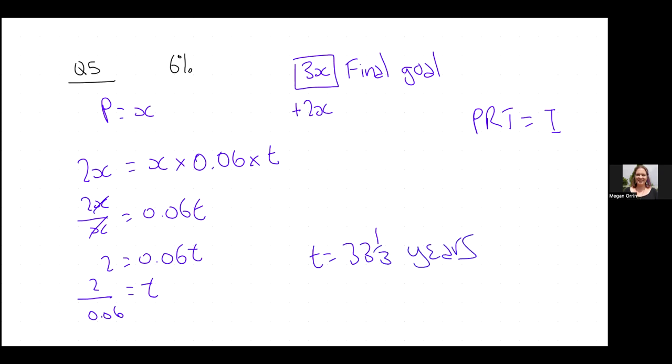Do we get what I'm doing? So all I'm doing is using my PRT formula, but my principal is unknown and my interest is unknown, but they're related. So I can use the same letter and then I'm just having to solve for T. This is a really tricky question. So well done if you did it, but you need to learn to do these without trial and error. You need to use algebra.